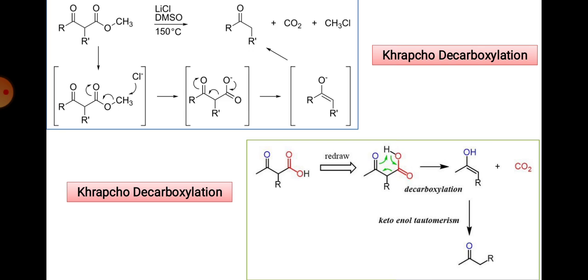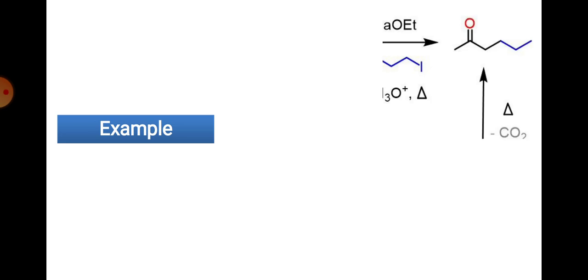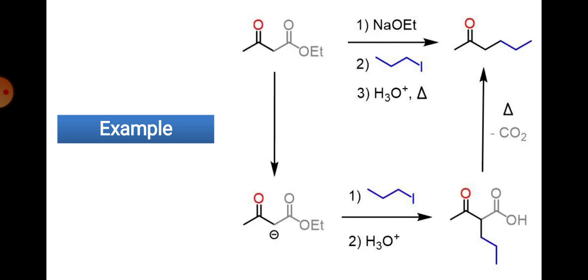Now look at this transformation. Let's assume there are some examples. Here the ethyl acetoacetate reacts with the base. The base will abstract the proton from the CH2 between the two carbonyl groups, and then an electrophile is added to it, forming a C-C bond. After that, hydrolysis will remove the CO2 and so on. So these are examples of alkylation, also called alpha alkylation.